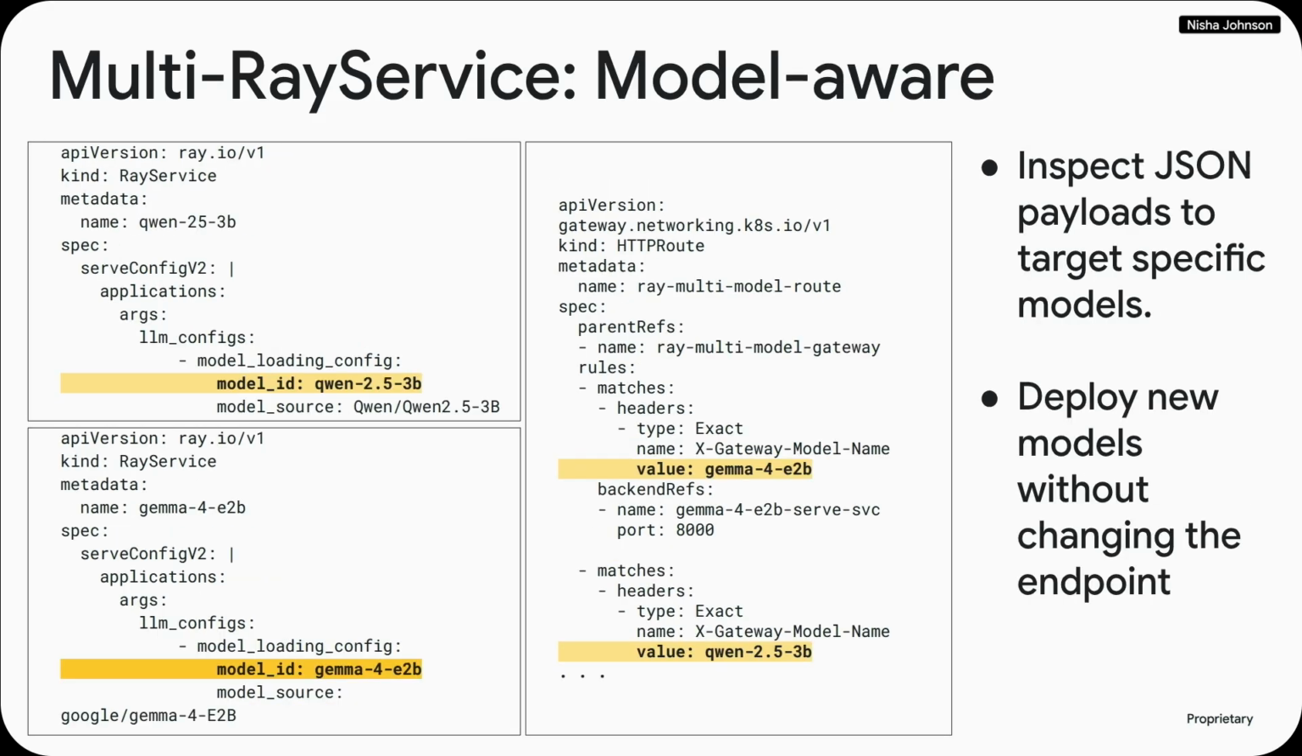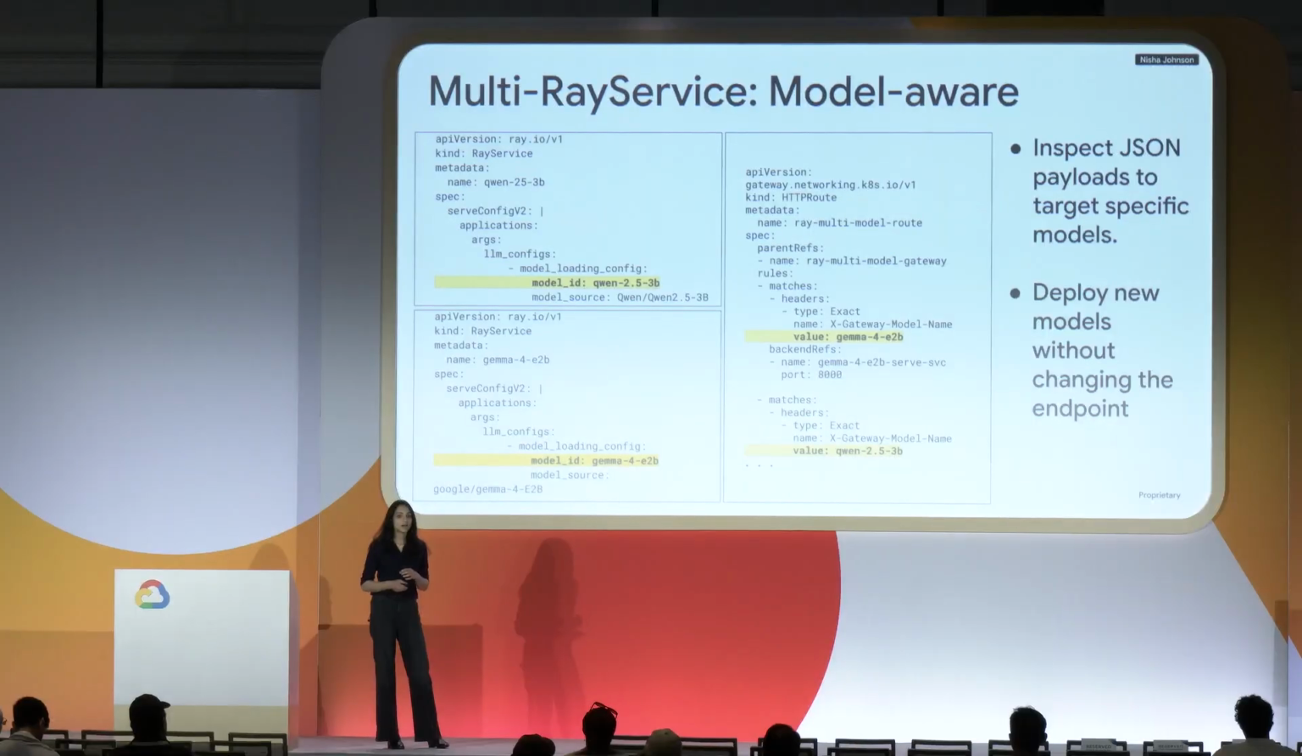The second option is to use something called routing extensions. And this is called body-based routing or model-aware routing. Essentially, it looks for an OpenAI compatible endpoint. And if a user is requesting a specific model like Gemma or Qwen, the inference gateway can use the information in the JSON body of the request and route it to the appropriate model. And it could be a different Reve service in a different cluster.